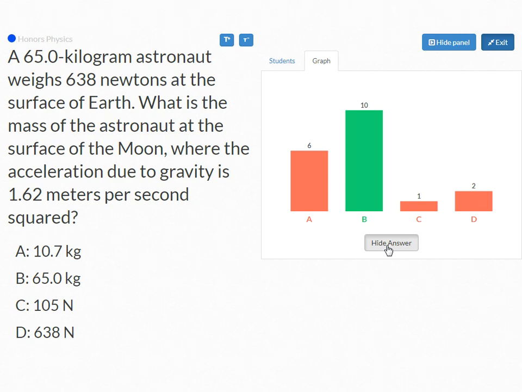That's a good point too, right? So you can also work based off of the units. They're asking about mass, so it's gotta be A or B. It can't be C or D. All right, let's do the next one.